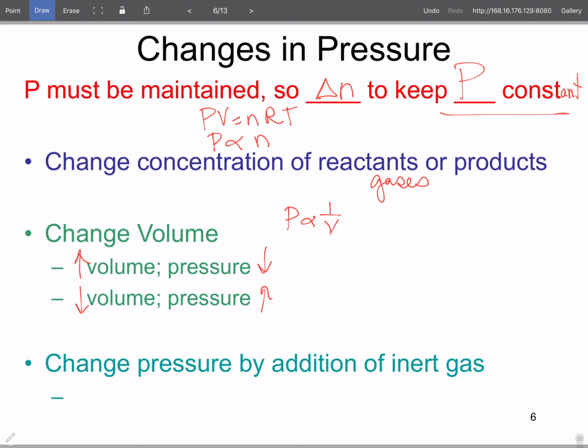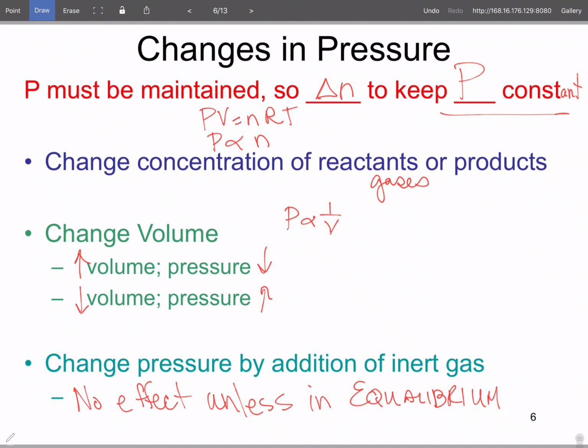All right, now you can change the pressure by the addition of an inert gas, neon, xenon, etc. But this will have no effect unless it is in the equilibrium. So you can add all of the neon you want. It'll increase the pressure, but it has no effect on the reaction unless neon happens to be in the equilibrium.